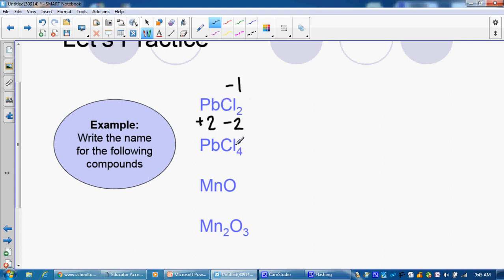Here we know chlorine is -1, but there's 4 this time. So our total negative charge is -4. So since there's only 1 lead, we know this charge has to be +4. So it would be lead 4 chloride.